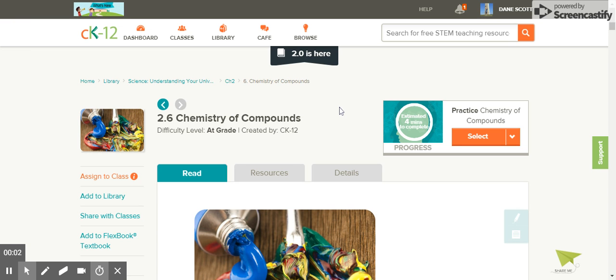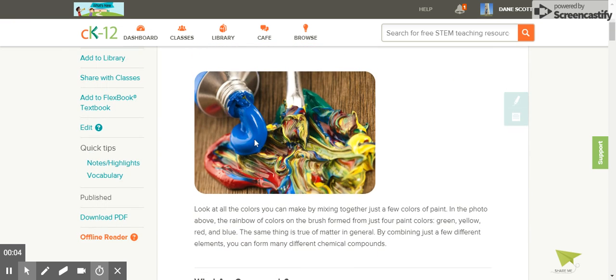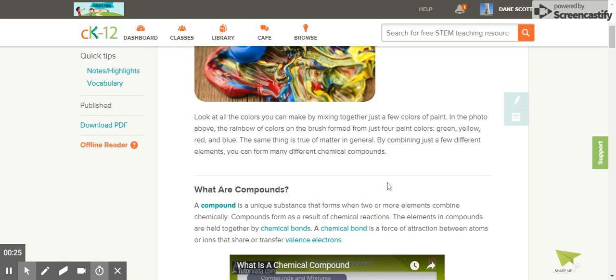2.6 Chemistry of Compounds. Look at the colors you can make by mixing together just a few colors of paint. In the photo above, the rainbow of colors on the brush formed from just 4 paint colors: green, yellow, red, and blue. The same thing is true of matter in general. By combining just a few different elements, you can form many different chemical compounds.